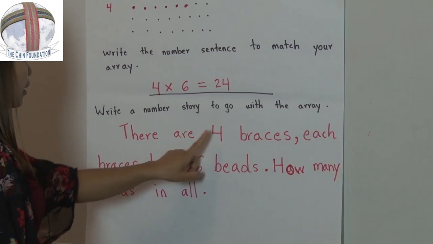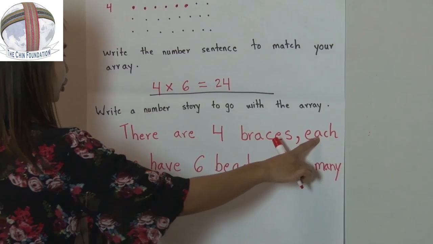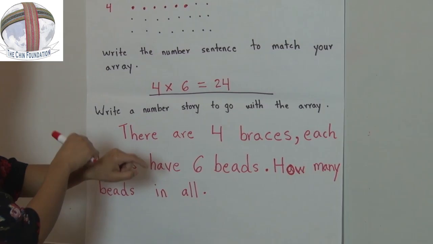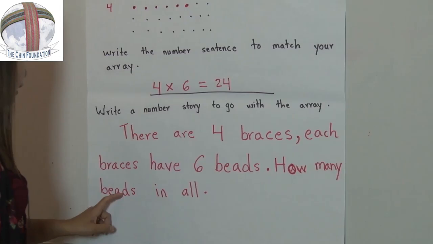There are 4 braces. Each braces have 6 beats. How many beats in all?